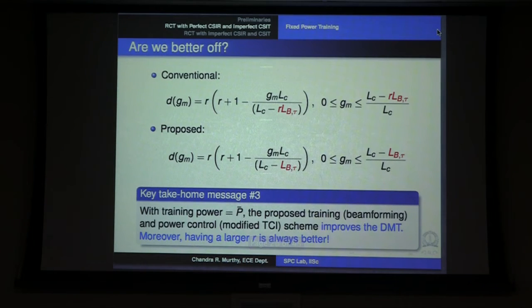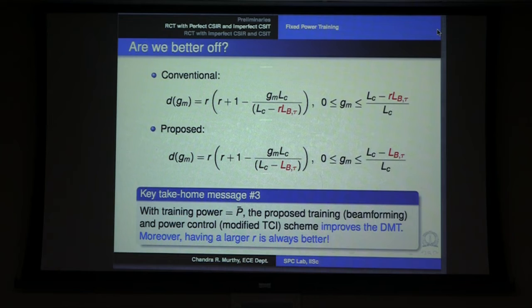So are we better off? This is the diversity multiplexing gain trade-off of the conventional scheme. And the lower equation is the diversity multiplexing gain trade-off of the proposed scheme. And the difference is highlighted in red. You see that the difference is basically in this training overhead and the way it affects the diversity multiplexing gain trade-off. In the conventional case, you have R times LB tau, and in the proposed scheme that we have explored, you only have LB tau. So once again, this offers a significant improvement when LC is comparable to LB tau.